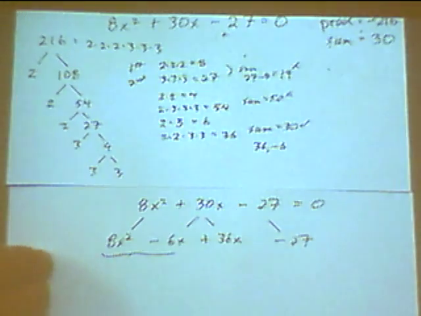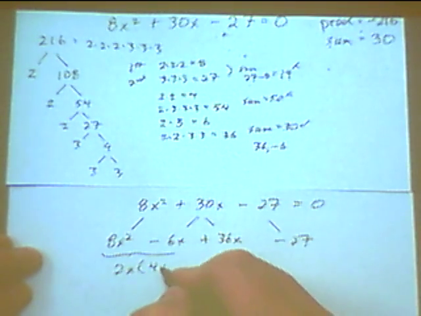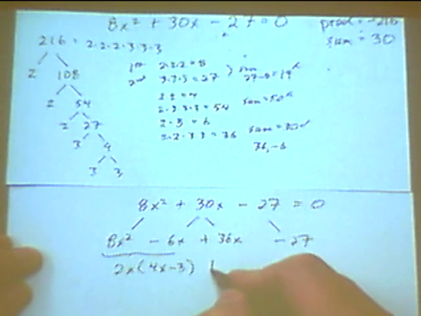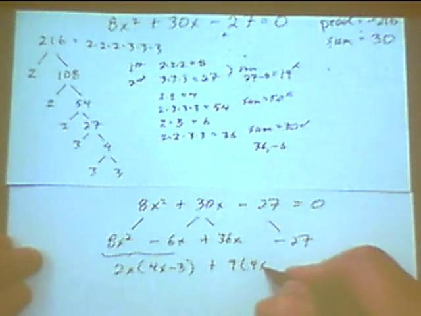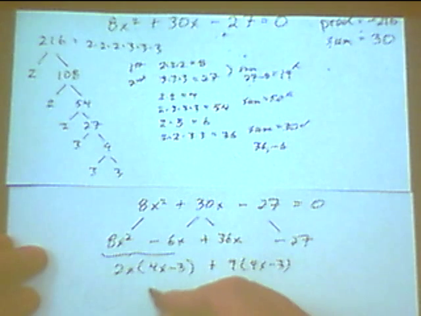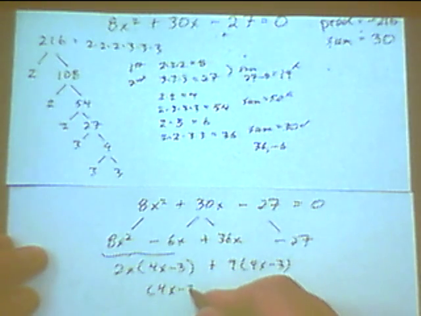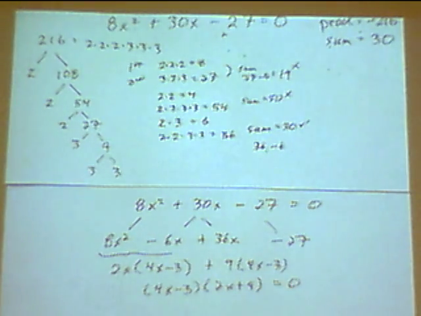And now I do my factor by grouping. The GCF here is going to be 2x, 4x minus 3. The GCF here is going to be 9, 4x minus 3. And now since my parentheses are the same, I factor out the whole parenthesis. So now I have factored that trinomial into 4x minus 3 times 2x plus 9.